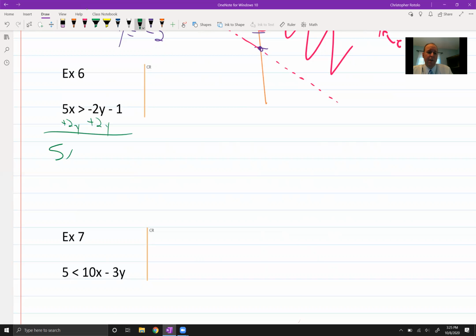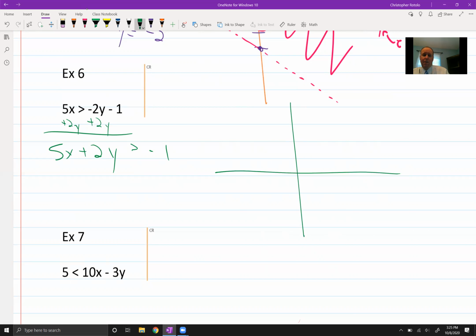Okay, so I got 5x plus 2y, unlike terms, is greater than negative 1. If I go through all the work to make this y is greater than, eventually I'm going to have to move a bunch of stuff around and then divide. And if I divide by a negative, I've got to change the inequality. There's so many places I can make a mistake. This is definitely the easiest way to do it.